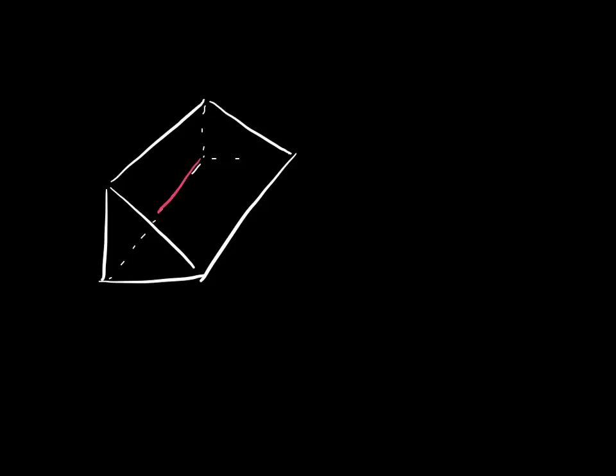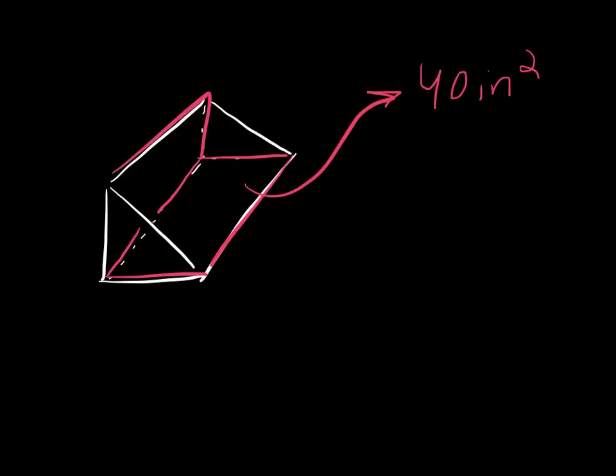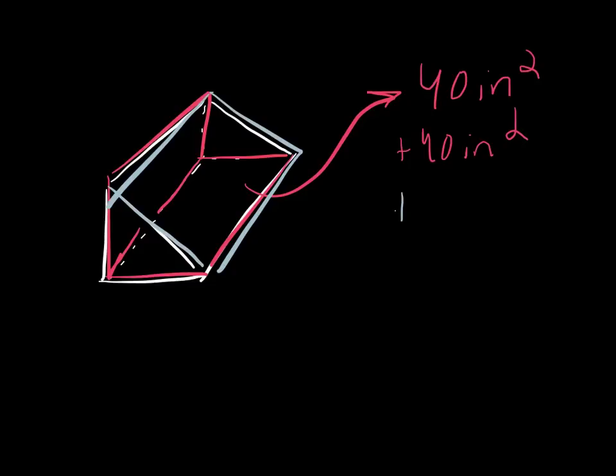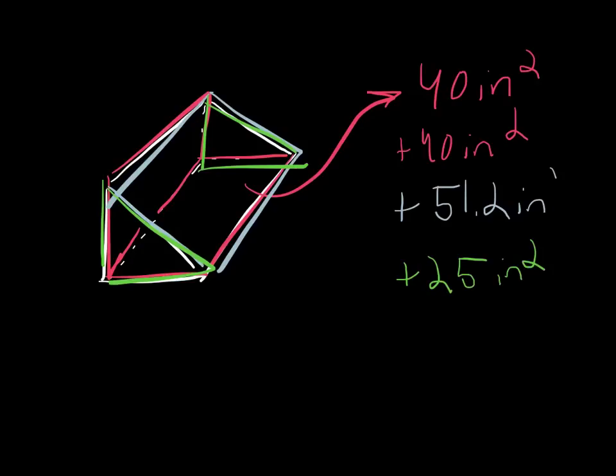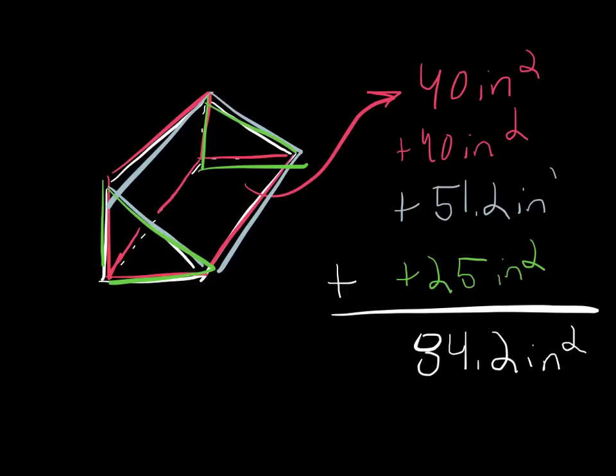Now that we've calculated the area of all the faces of our prism, we can add them together. This bottom face, if you remember, is 40 inches squared, and so is the side as well. The diagonal, however, was 51.2 inches squared. And let's not forget our two triangular bases, which when added together give us 25 inches squared. And finally, when we add it all together, we get 84.2 inches squared as the total surface area of our triangular prism.